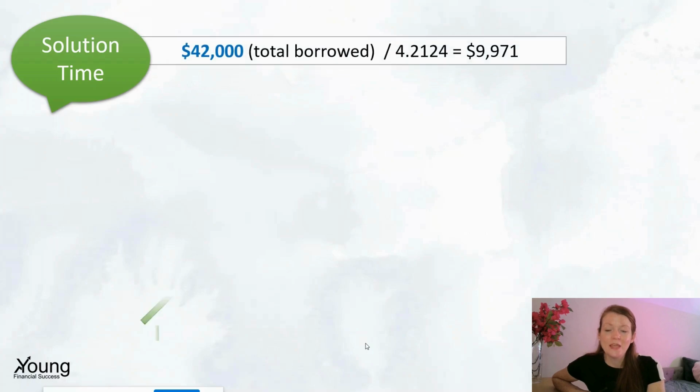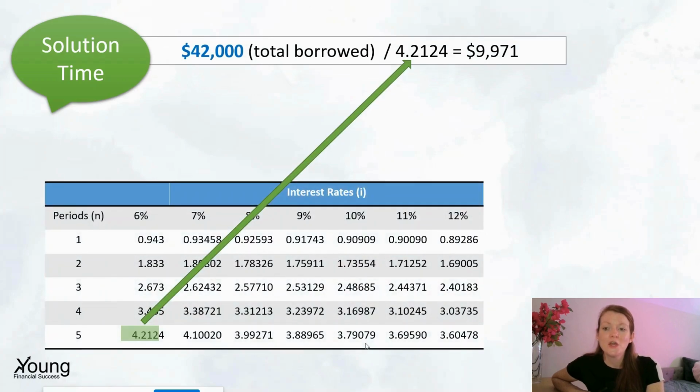So now let's work through the solution together. If we use that chart, we're going to go to 6%, 5 years, just like the last example, we get 4.2124. We divide the total amount borrowed by that factor. Their annual payments will be $9,971. Did you get that right?